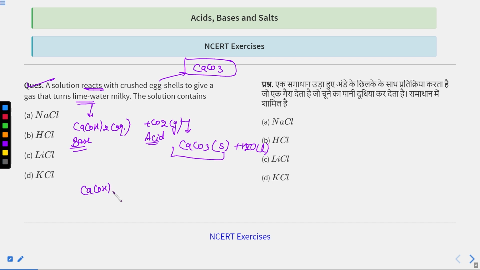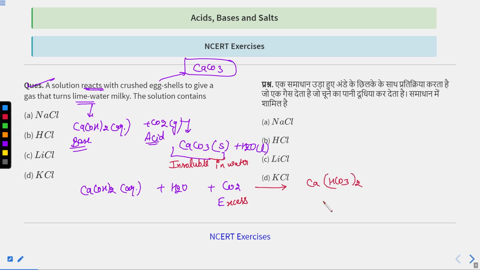If milkiness appears due to the formation of calcium carbonate, I also want to tell you one more important thing. If you pass excess CO2, because this calcium carbonate is insoluble in water, these are white precipitates insoluble in water, so milkiness appears. But if you add excess CO2, calcium hydrogen carbonate forms, which is soluble in water, so the solution again becomes transparent or clear. So the milkiness will disappear.